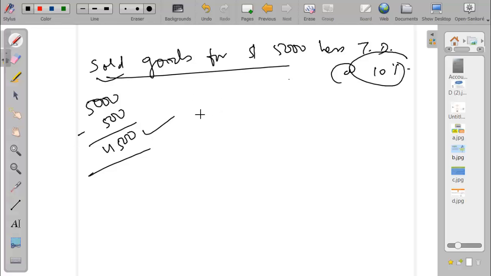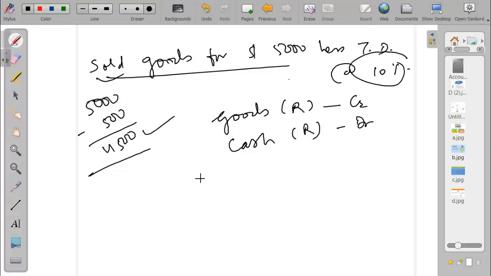Is that clear? Now see what happened. So first think what happened in the business. Goods move out, and cash comes in. Now goods is a real account, cash is also a real account. Now credit what goes out, debit what comes in. Cash is coming, so debit what comes in; goods gone, so credit what goes out.